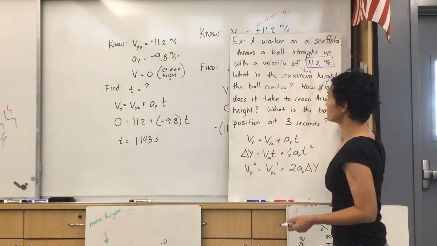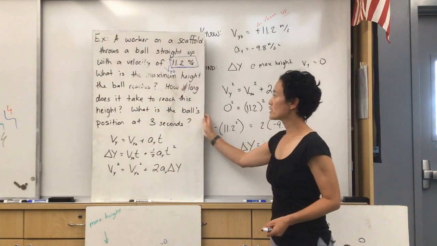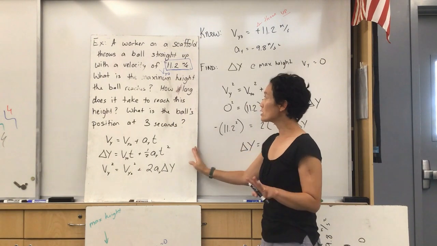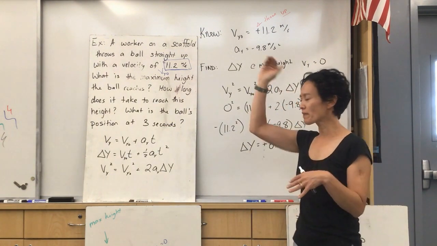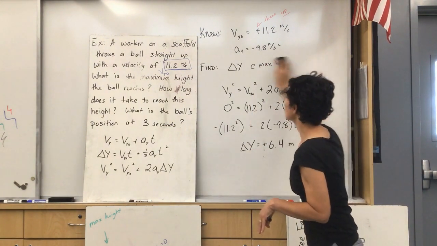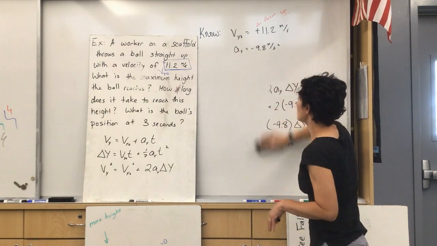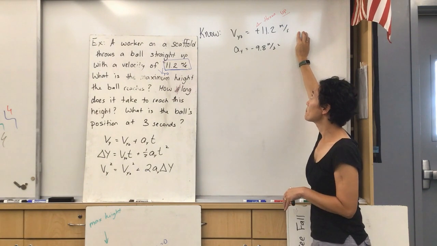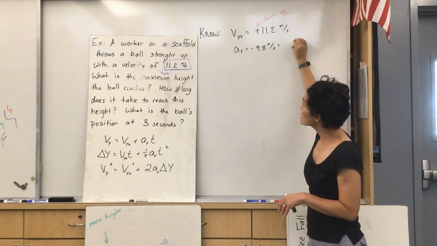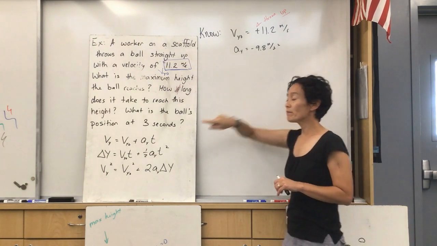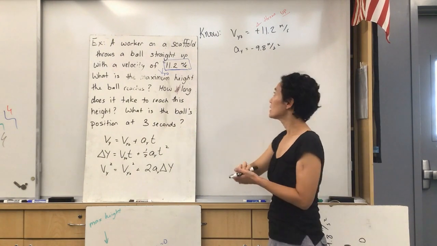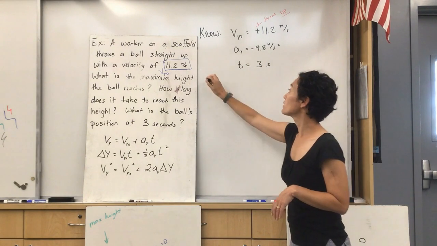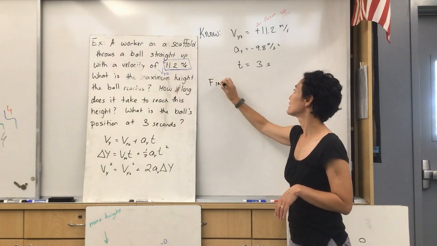Last part of this problem. It says, what is the ball's position at 3 seconds? Okay, so this changes things. I'm no longer thinking about that max height, so I'm going to erase this stuff. I still know that my initial velocity is 11.2. I still know that my y acceleration is negative 9.8, but now I'm looking at a very particular point in time. I'm looking at 3 seconds, and I'm trying to find what is the height.